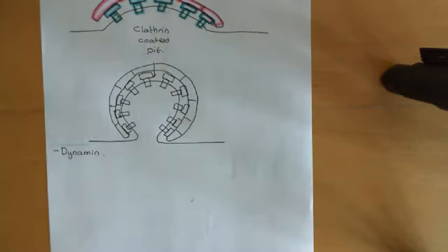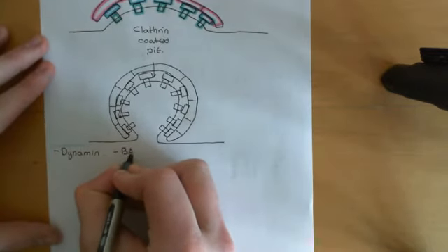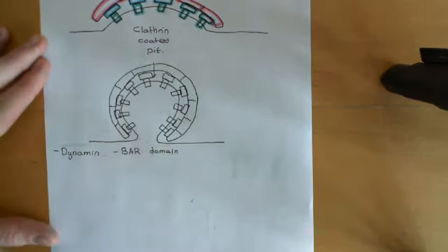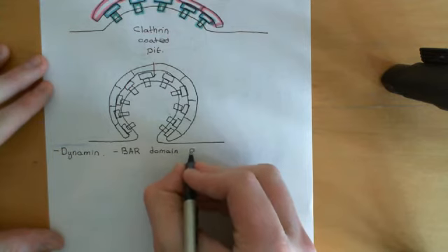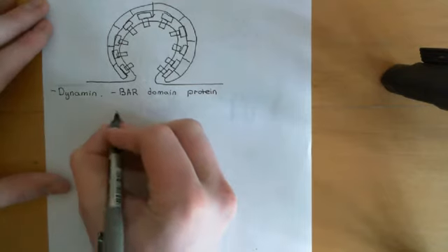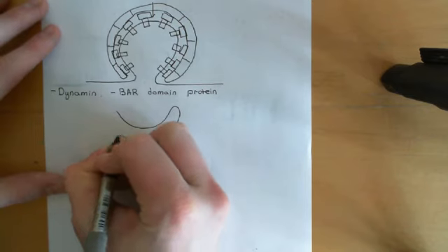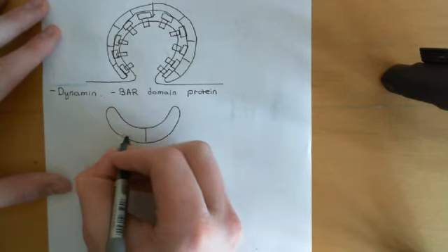Okay, so dynamin then, it's what's known as a BAR domain protein. The key features of BAR domain proteins is that they dimerize, and also they have a very curved structure, and their concave aspect has a positive charge on. Okay, so this is a BAR domain protein. Right, so let me show you the structure of this. So what's going to happen is dynamin proteins are going to dimerize into a structure that looks like a banana, like so. So this is made up of two separate dynamin proteins.